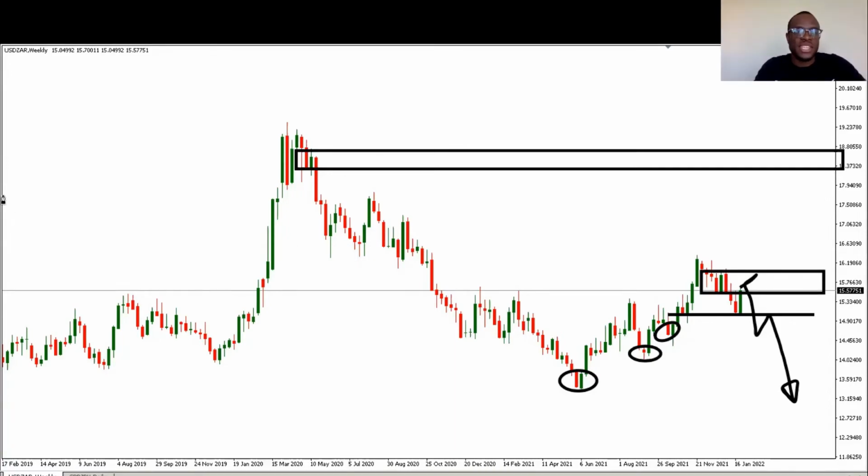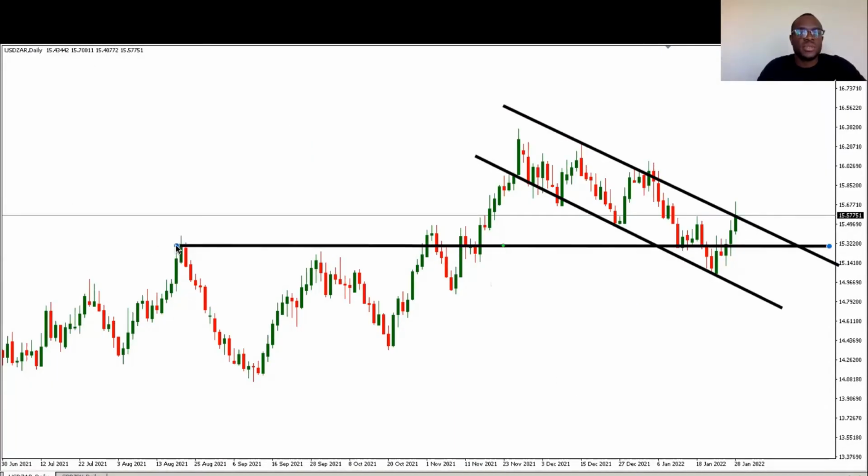So now we move on to the daily chart. So we can notice that the price broke above this resistance area, then pulled back, right? And it was pulling back in the fashion of a descending channel. So what are we expecting now? We're expecting the price either to break the channel or continue moving within this descending channel.